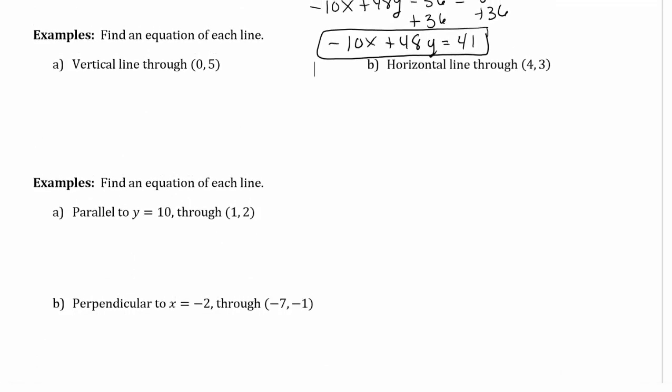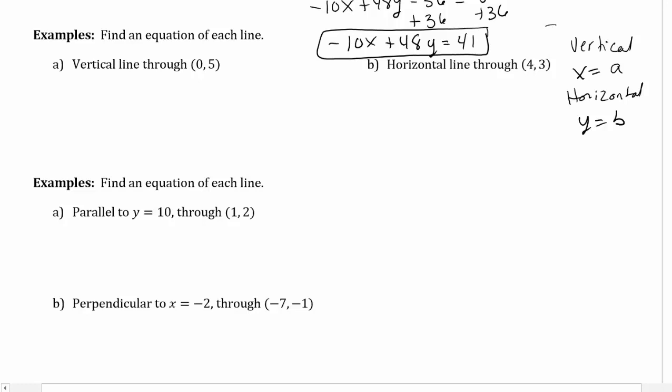Next we have vertical and horizontal lines. So for vertical lines, it's always going to have the form x equals a, and for horizontal, it'll be y equals b. Okay, so vertical lines have a slope that's undefined. And horizontal lines have a slope that's 0.